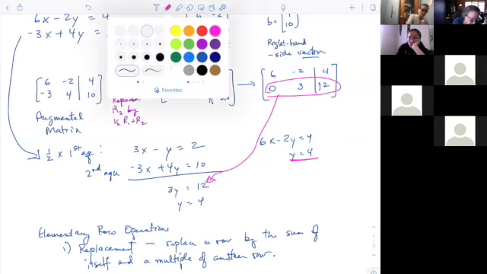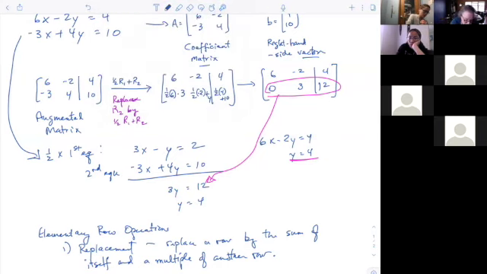Then I'm going to say, okay, I've eliminated the x, and so I can go from here and say, okay, so 3 times y equals 12, so y equals 4. I've solved for y, and then I can substitute back into the first row, right? 6x minus 2 times 4 equals 4. So 6x equals, let's say, minus 8, so plus 8 is 12. So x equals 2. And so I end up with a solution to my system.